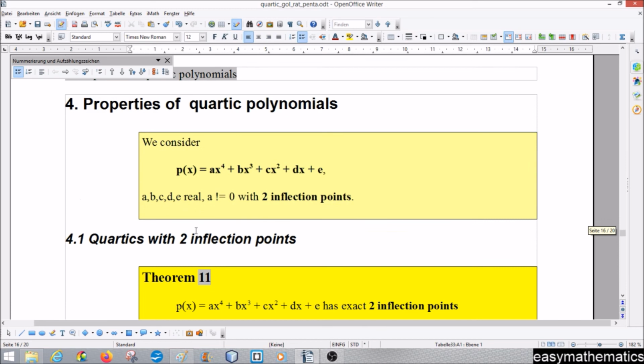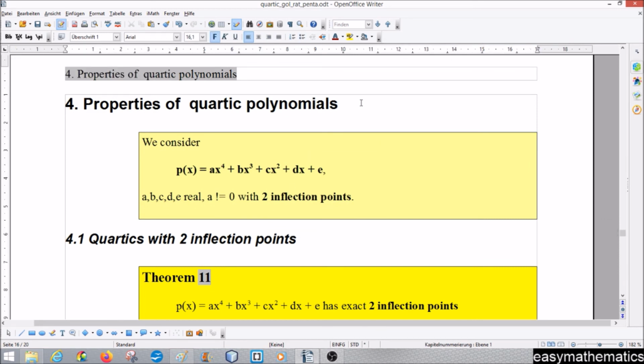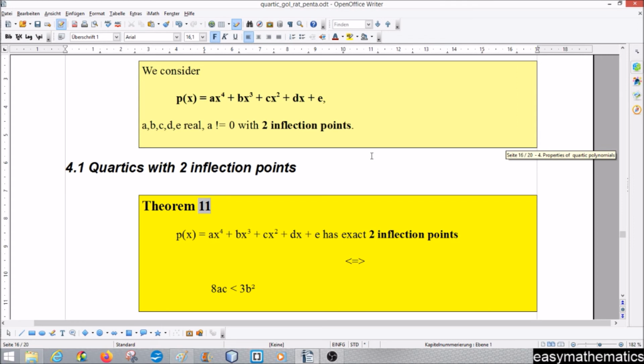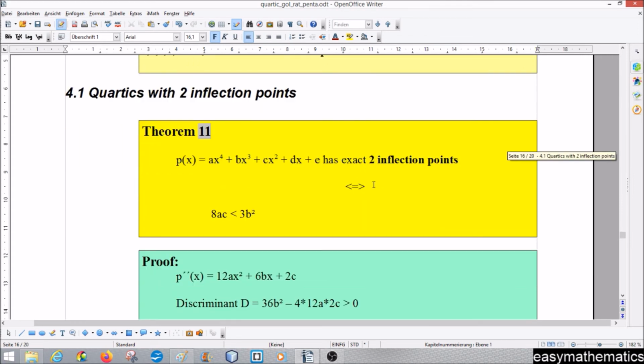Now, the properties of a quartic polynomial. We consider P of x equals a x to the power of 4 plus b x cubed and so on, where a up to e are real and a is not zero, with two inflection points. Okay, so we consider only quartics with two inflection points, and of course our first theorem is a sufficient and necessary condition for a quartic having two inflection points.